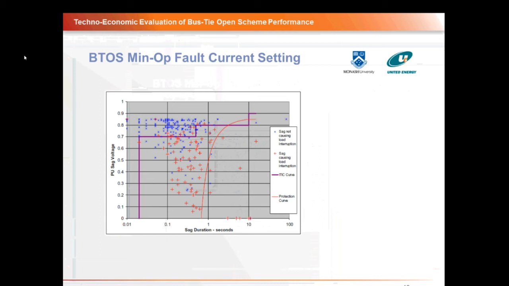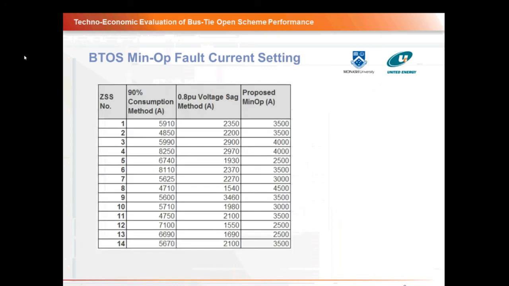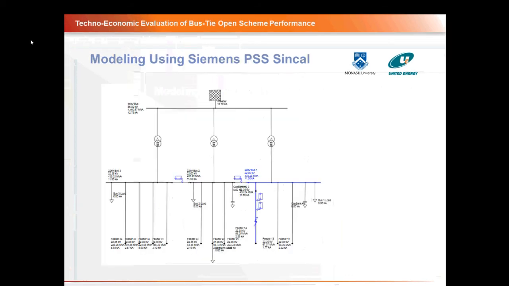So the method that I used was based on finding the fault current that gave the 0.8 per unit voltage sag, and they are outlined in this table here. So I've got the findings from both methods, and then using these methods, I proposed min-op fault current levels for each zone substation.